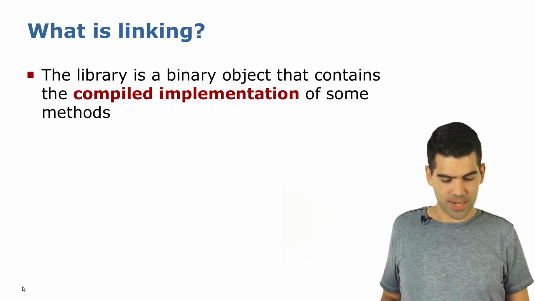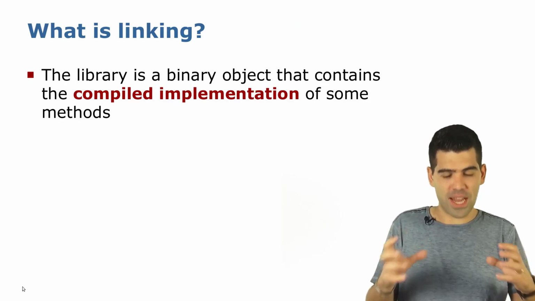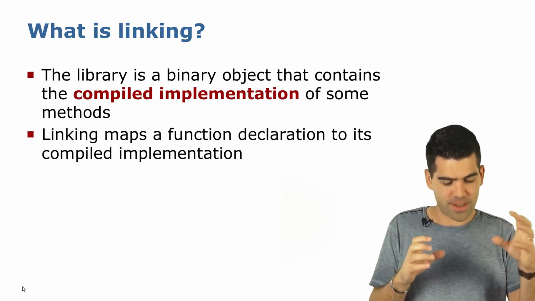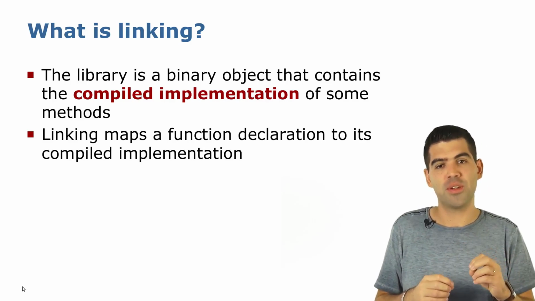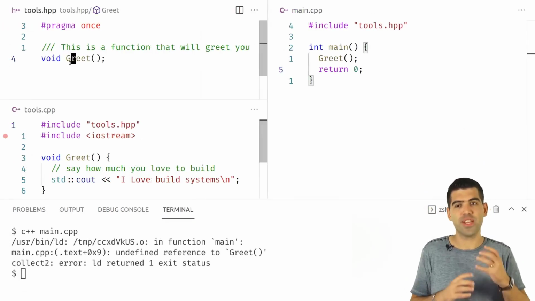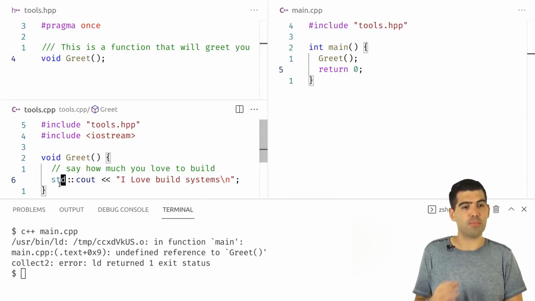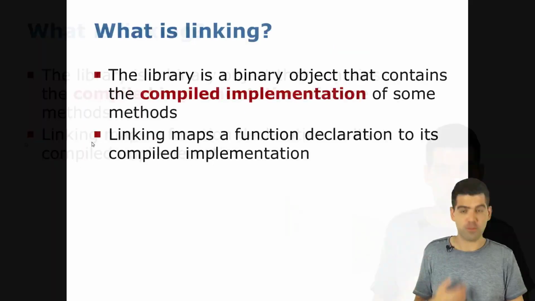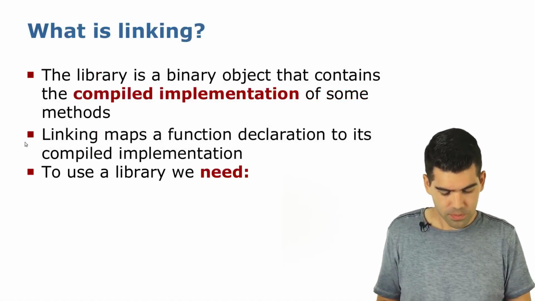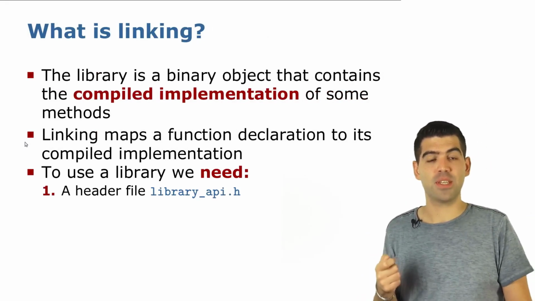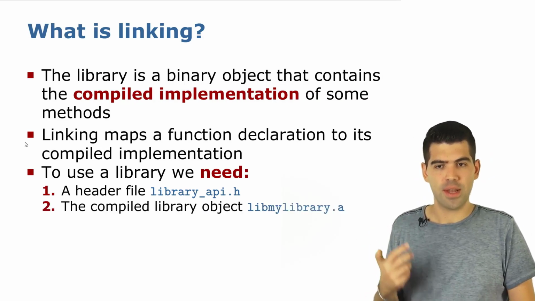Linking is when the library is a binary object that contains some compiled implementation of some method, and linking will map function declaration to the compiled implementation. So if we go to our source code, this function declaration needs to have a real reference to this implementation. And if you pay attention, we didn't compile this translation unit, this tools.cpp, so no one knows where the implementation for this particular function is. So to use the library, we always need a header file, which we also call the API. That is basically where the function declaration is, and also the compiled library.